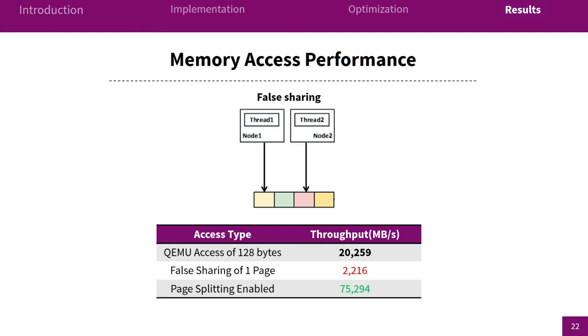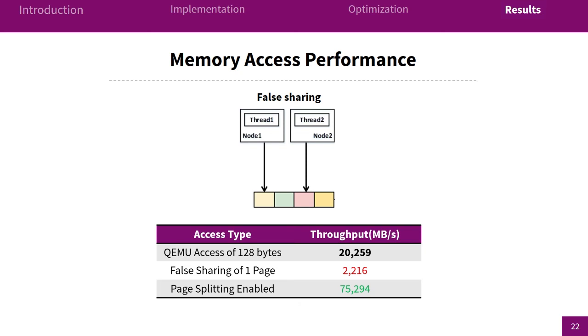The original QEMU runs on a shared memory processor, and the coherence granularity is 64 bytes, so it won't suffer from false sharing. But for DQEMU, false sharing of one page lowers the throughput to only 2000 megabytes per second. But if we turn the page splitting on, we found that the throughput is even better than our baseline QEMU.